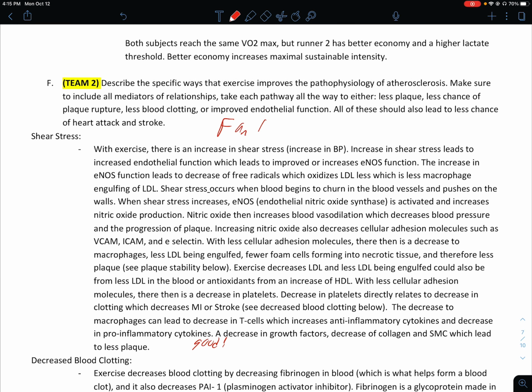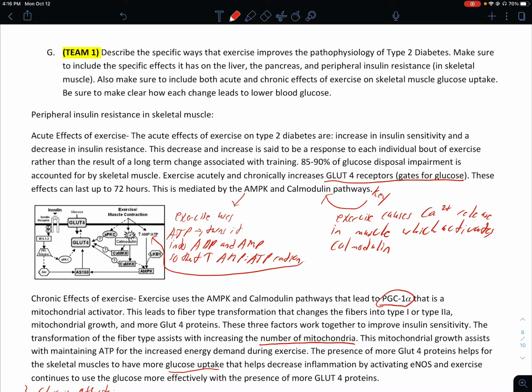You got it all. Team number 1, prompt G on the effects of exercise on type 2 diabetes. A couple things important to think about here. Definitely the acute and chronic responses for insulin resistance are driven by both AMP kinase, this one, and the calmodulin pathways, right? So the AMP kinase and calmodulin. One thing just to know and make sure you understand is that AMP kinase gets activated when this ratio of AMP to ATP goes up.